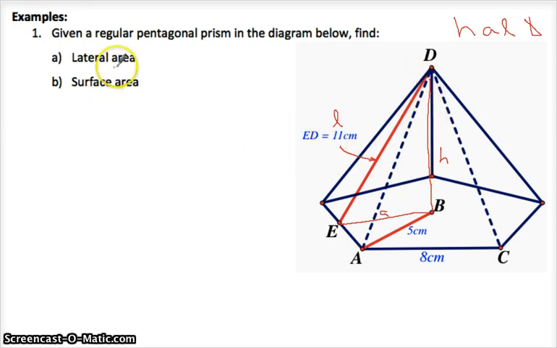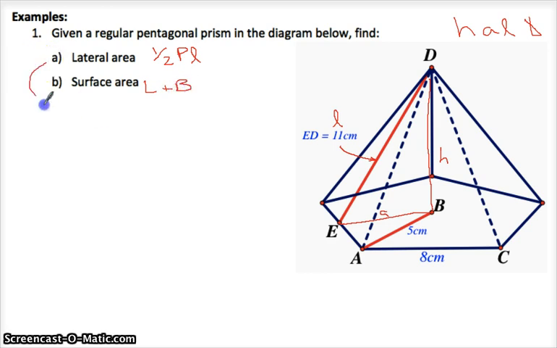Okay, we want lateral area. Lateral area was half times P times L. You might see me say LP just because our last book did LP and this book does PL. You might see LP on Wikipedia or Khan Academy or something. And surface area is going to be lateral area plus that pentagon base.